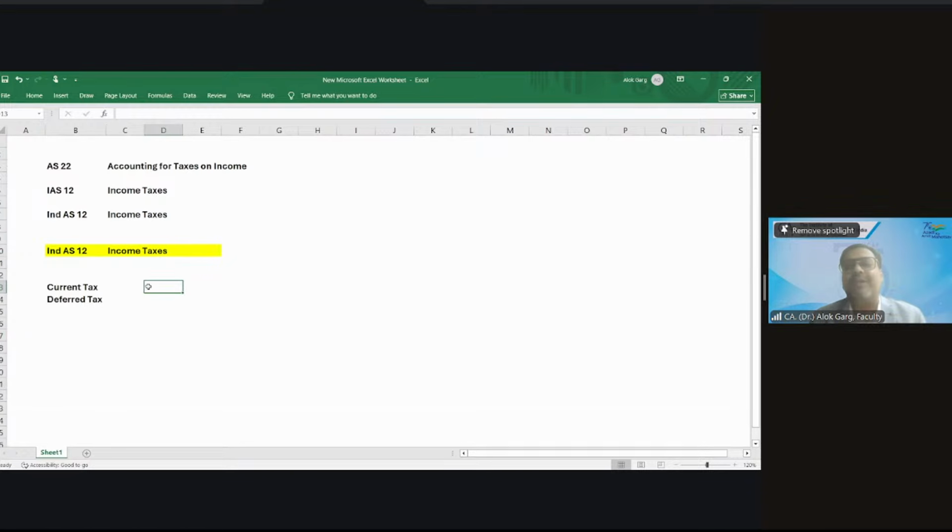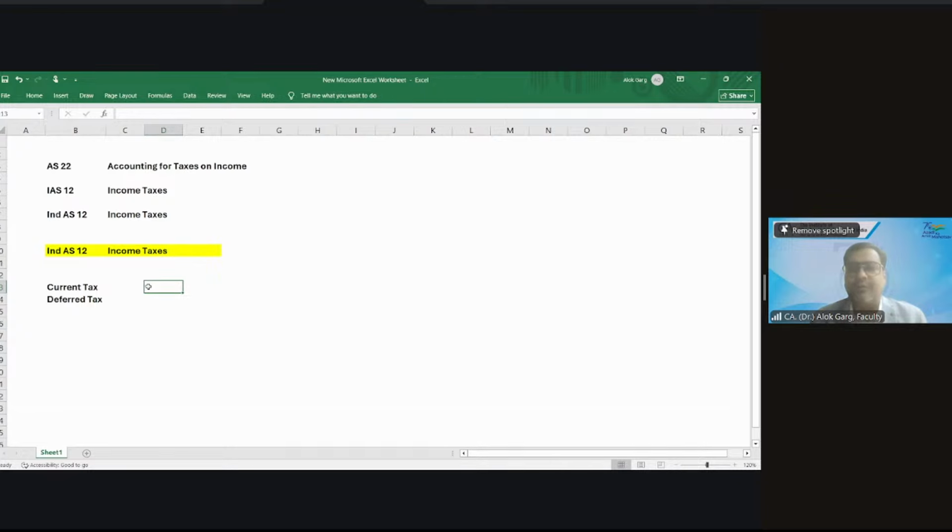So two aspects we are going to cover in this standard. Current tax is a very small aspect, okay? If I talk about this entire Ind AS 12, 5% of the standard covers current tax and 95% of the standard talks about deferred tax. Deferred tax.